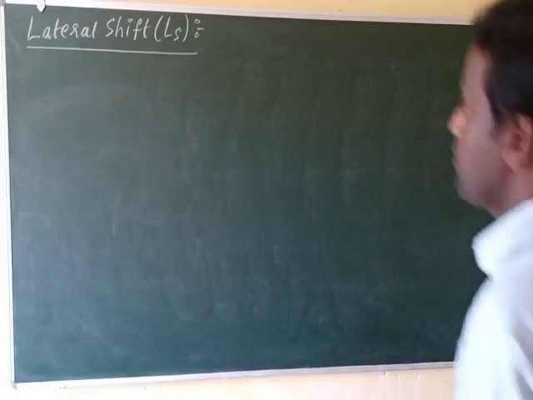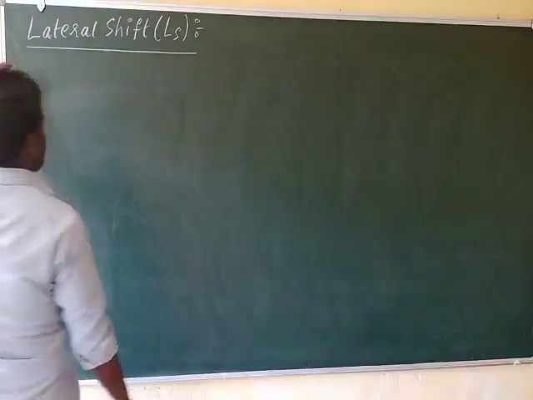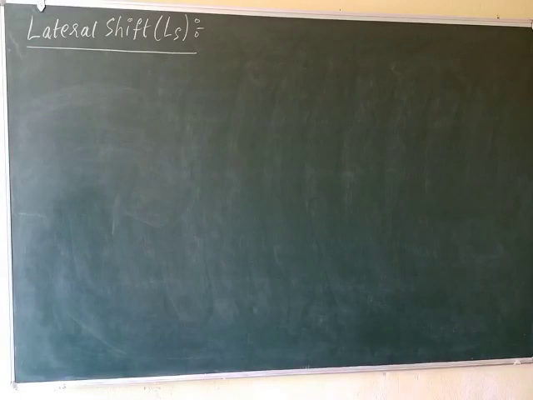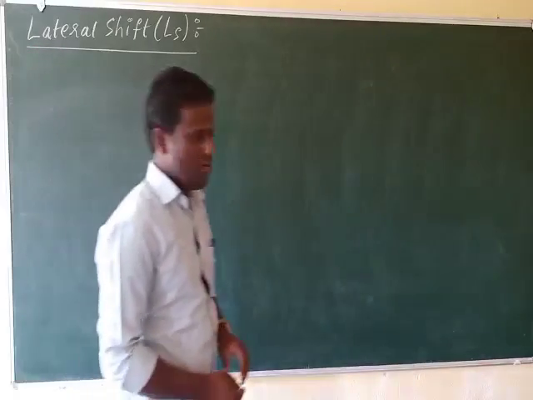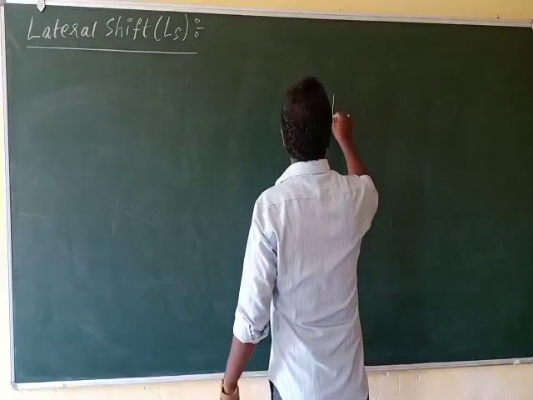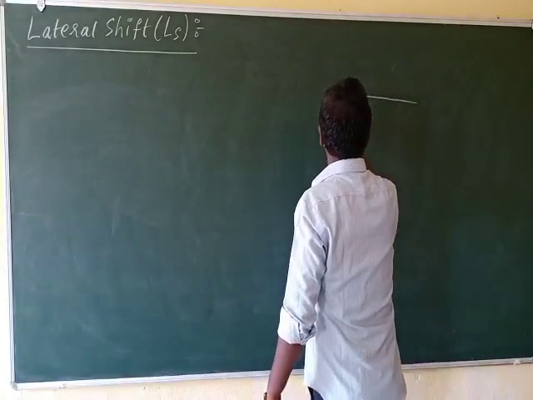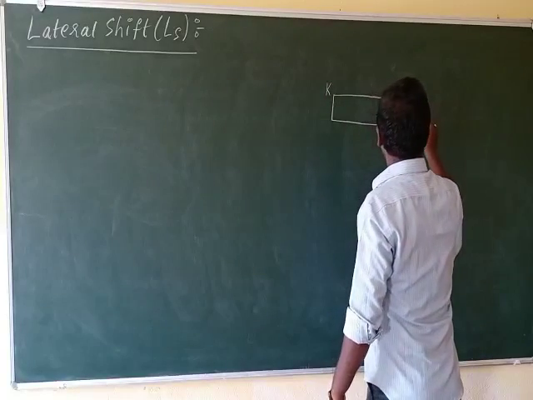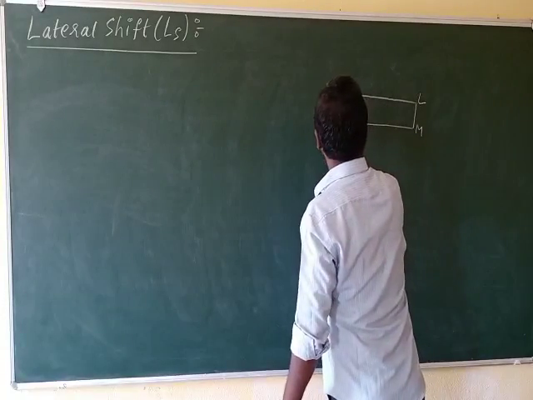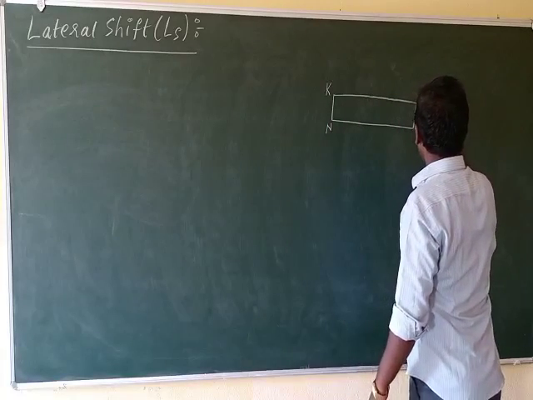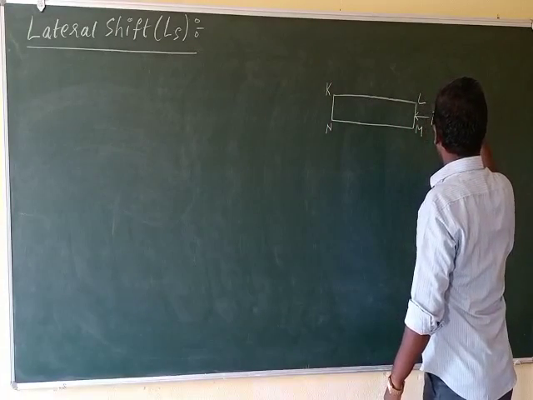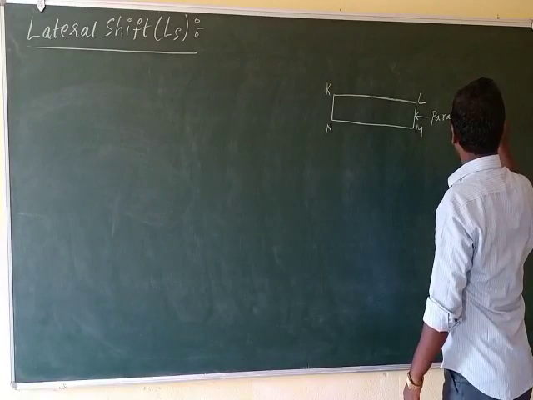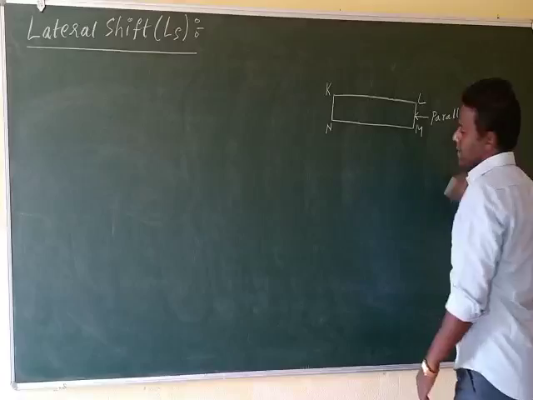See, lateral shift. Lateral shift is an example of refraction of light. It is a phenomenon which takes place due to refraction of light. So we shall take a parallel sided glass slab KLMN. This is a parallel sided glass slab.